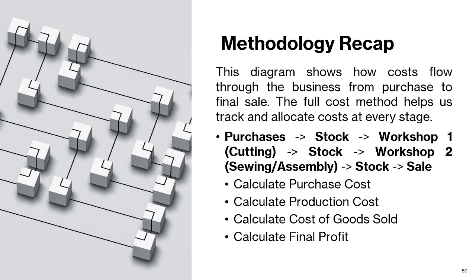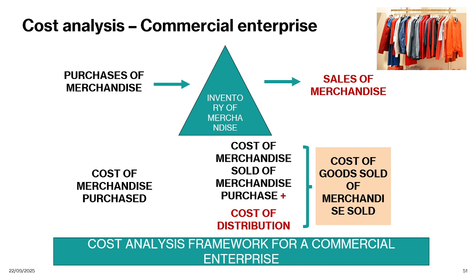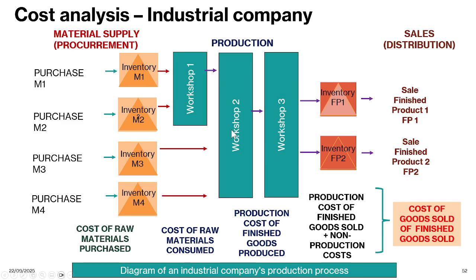Now, the final diagram shows the entire flow we discussed today, from purchasing raw materials to the production workshop, and finally to the cost of goods sold. The full cost method provides a framework for tracking and allocating costs at every single stage of this journey, giving us clarity and control over our finances.